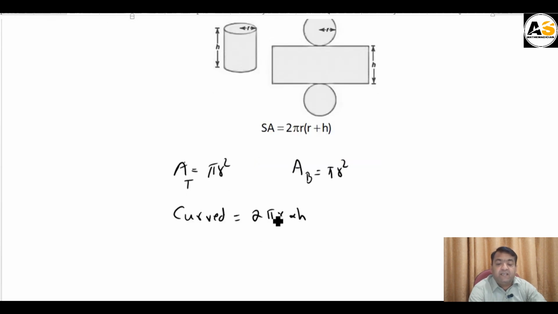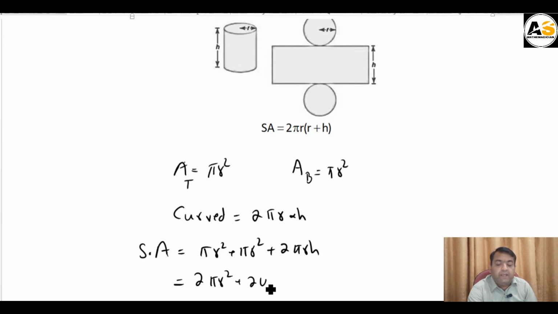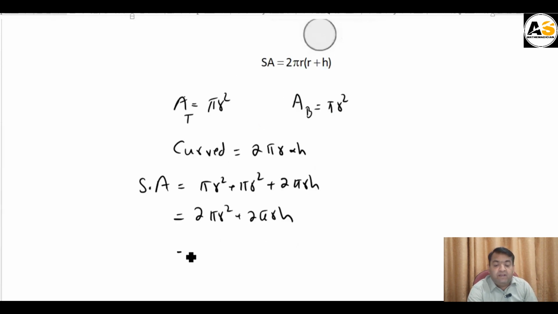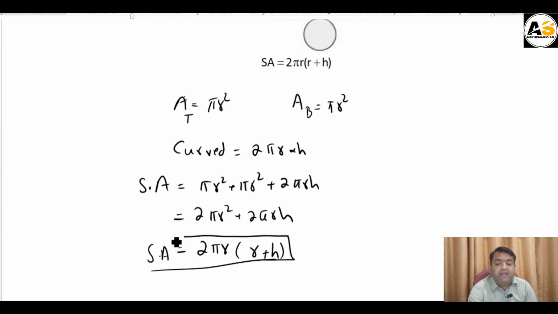And what will be the surface area? Surface area will be the sum of all the surfaces, which is pi r square plus 2 pi r h. And this will be 2 pi r square plus 2 pi r h, and we will take 2 pi r common, and we will get the surface area of any cylinder is 2 pi r into r plus h. So this is the formula for surface area of any cylinder.